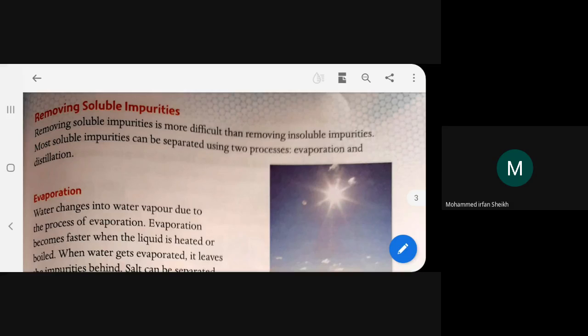Okay, fine. The same way we learned how to remove insoluble impurities, soluble impurities can also be separated. Can you see here the heading, removing soluble impurities? Yes, ma'am. Okay, so soluble impurities, you will see the video.